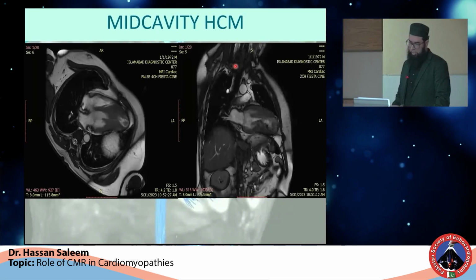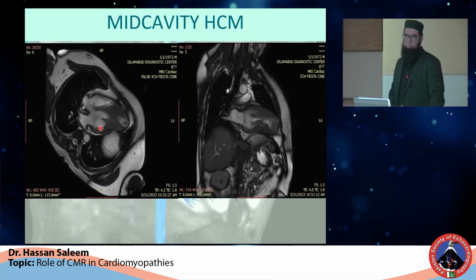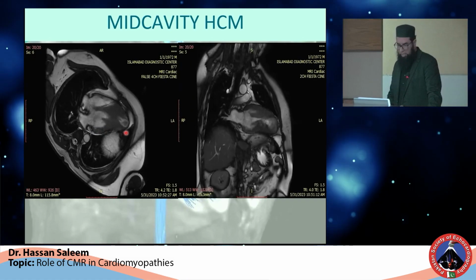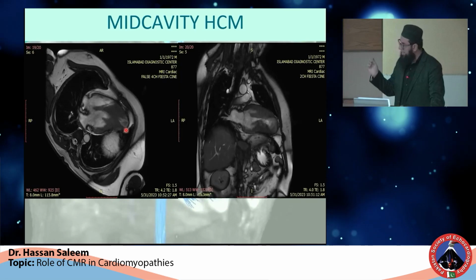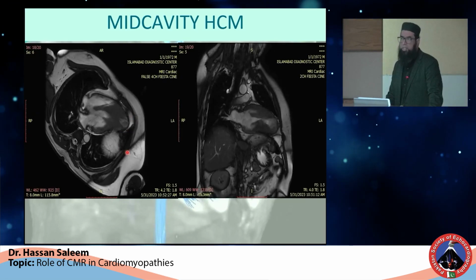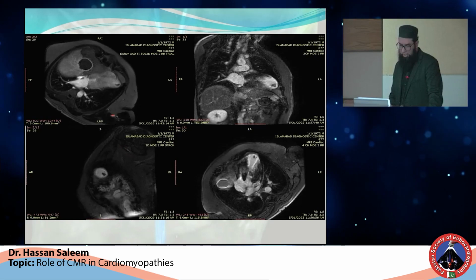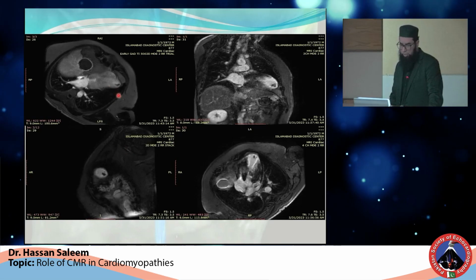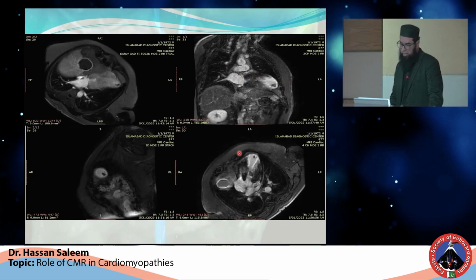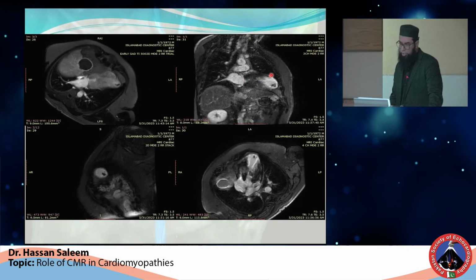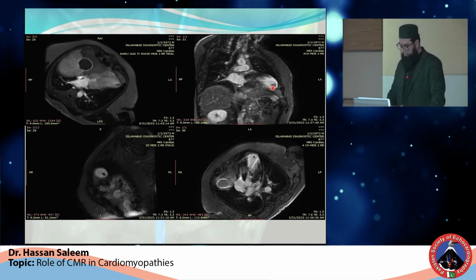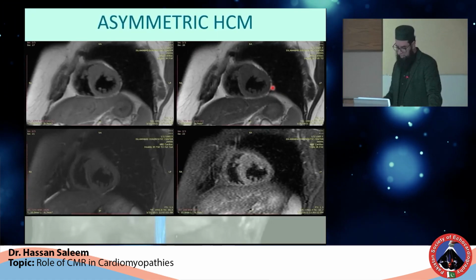Another patient, another variant, mid-cavity HCM. You can see how the mid-cavity is thickened, obliterating the LV. There is a very small mass-like area there, and you can see the apex is not moving very nicely. So on EGE, early gadolinium images, you can see a very small thrombus sitting there at the apex, and on LGE images on 4-chamber and 2-chamber view, there's a scar which is involving the apex. That's primarily because of the dynamics.